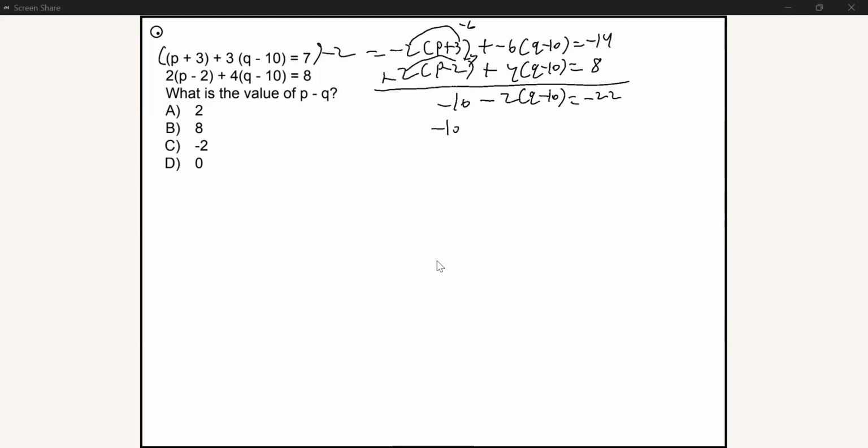Let's distribute and we'll get -10 minus 2q plus 20 equals -22. -10 plus 20 gets you plus 10. So we have -2q plus 10 equals -22. Q equals -32 divided by -2, equals -16.